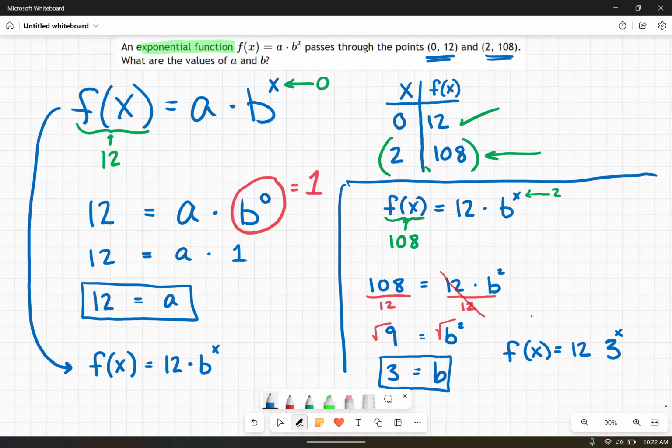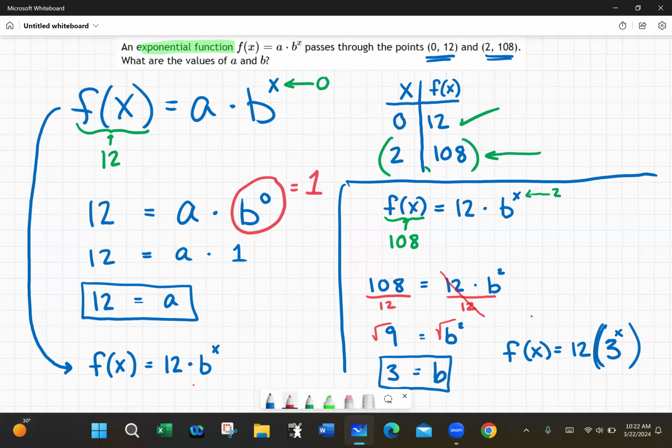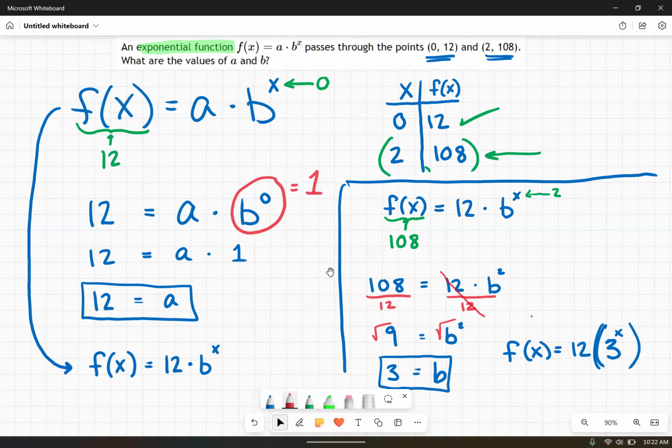Sometimes you may see it written with parentheses. 12 parentheses 3 to the x. That's just to make sure that we follow the correct order of operations. Exponent first, multiplication second. 12 times 3 to the x. So either way, 12 dot 3 to the x or 12 parentheses 3 to the x, there's our function. All right, that's it for this one. Hope it was helpful.